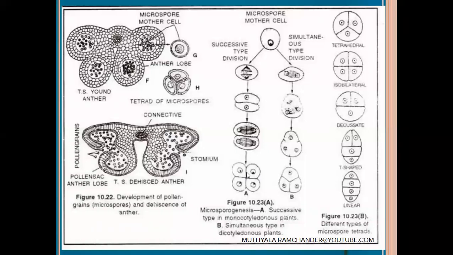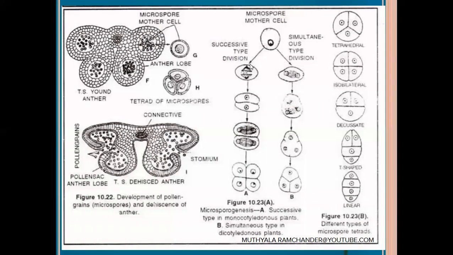After cytokinesis division, the cytoplasm is divided into 4 equal parts. Finally, around the haploid nuclei with cytoplasm, a cell wall is formed to form 4 haploid microspores. These microspores are also called pollen grains. This type of microspore mother cell division is called the successive type of meiotic division.